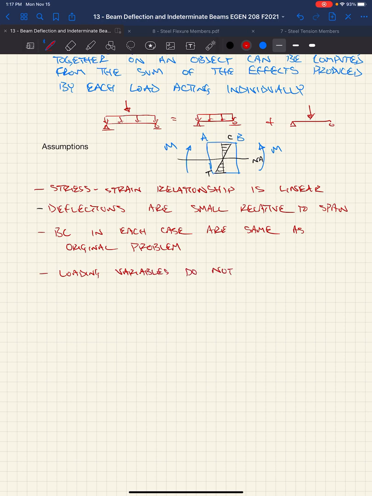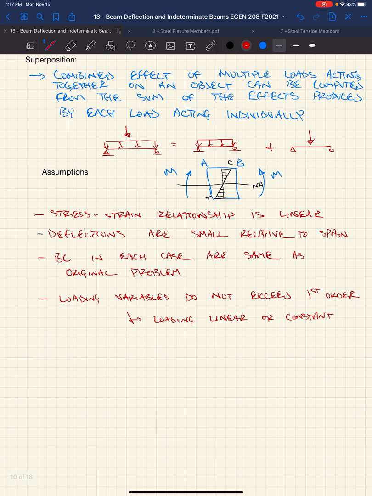Do not exceed first order. I just mean loading is either linear or constant. Right, so we can have point loads, we can have uniform loads, either uniform loads that are constant or uniform loads that are linear, right? First order. Loading that changes with respect to x, but not with respect to x squared, right?